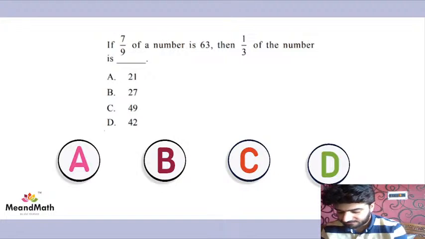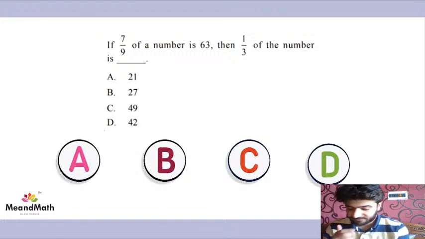Banishika says B. Let the number be X. Then 7x by 9 is equal to 63. So X is equal to 63 into 9 divided by 7. Very good. You have given a good explanation, Banishika. I like that. That is a very good explanation. Ayushi also says B.